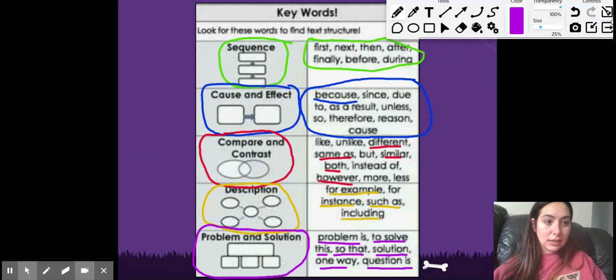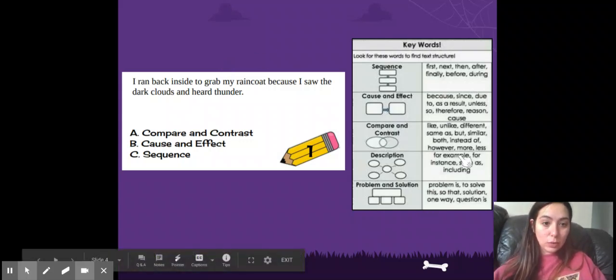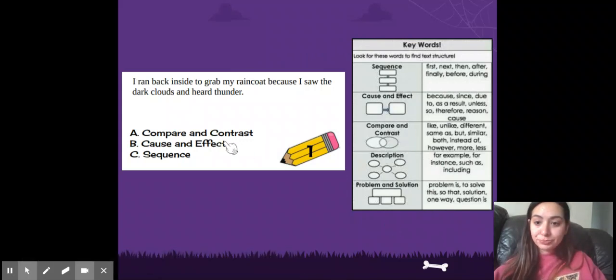Okay, here's an example. So on the next few slides, you're going to have an example over here, and it'll either be a sentence or a paragraph that I will read to you, and then the keywords that we just went over with all those pretty colors. So I ran back inside to grab my raincoat because I saw dark clouds and heard thunder. So is that compare and contrast, cause and effect, or sequence?